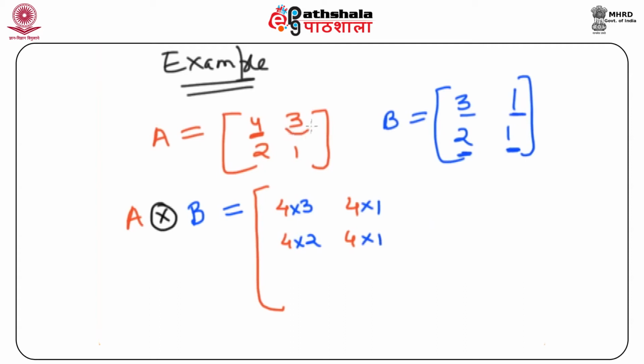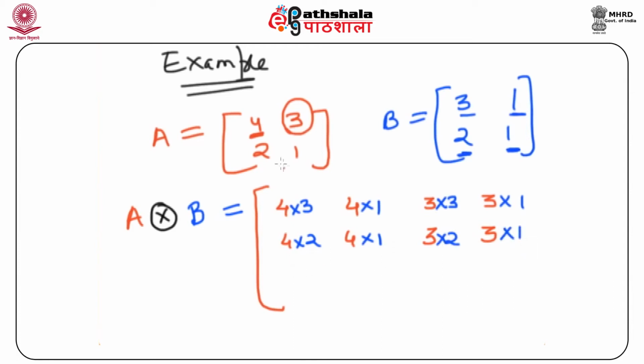Now let us take this element, which is 3, for the matrix A. So we write 3 here, here, here and here. And now this is being multiplied by all these 4 one by one, that is 3 multiplied by 3, 3 multiplied by 1, 3 multiplied by 2 and 3 multiplied by 1.